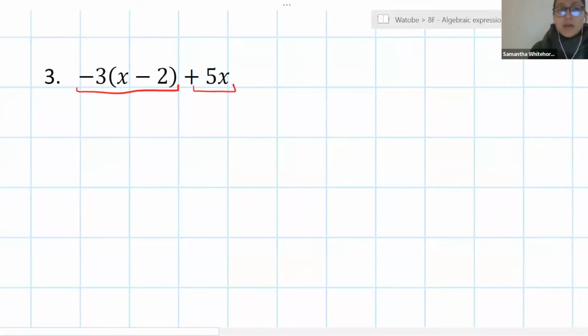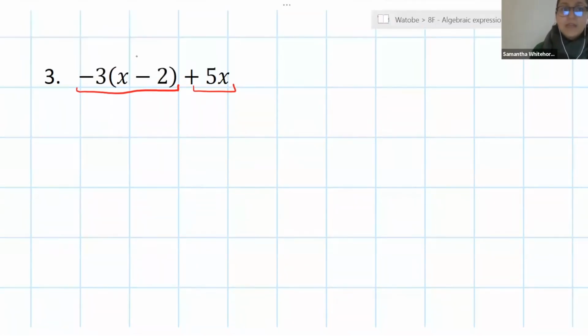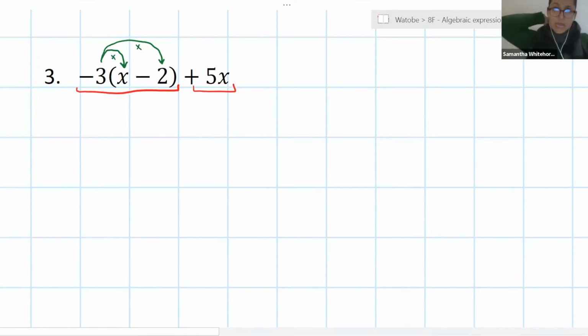So now we want to have a look and say, okay, can I simplify any of these terms? Well, in this case, I can. In my first term, I've got -3 times x minus 2. So I actually need to multiply the -3 to the x and the -3 to the 2. That's really important. I need to do that first because that's the only way I can start to collect my like terms.